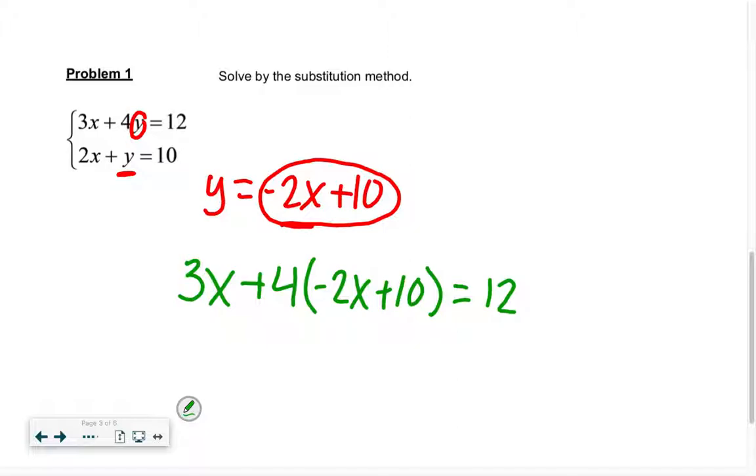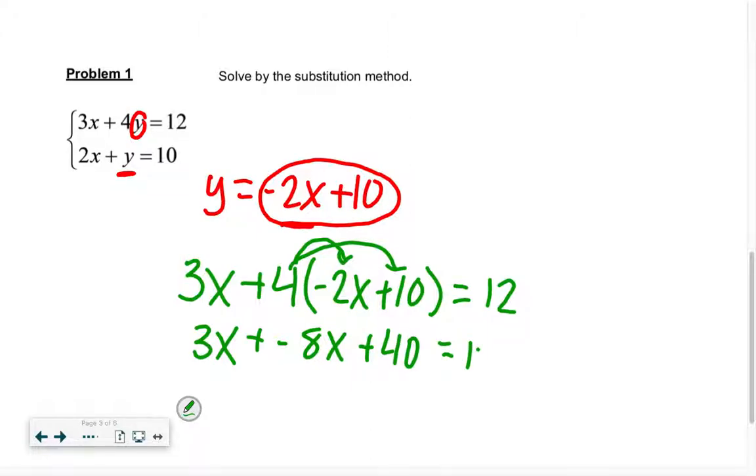Okay, to solve, we're just going to distribute. So we still got our 3x. If I take 4 times the negative 2x, how much x do I have? Negative 8x. And then 4 times 10 gives me positive 40, still equaling 12. Okay. So now I just got to simplify, combine like terms. 3x plus the negative 8x gives me negative 5x.